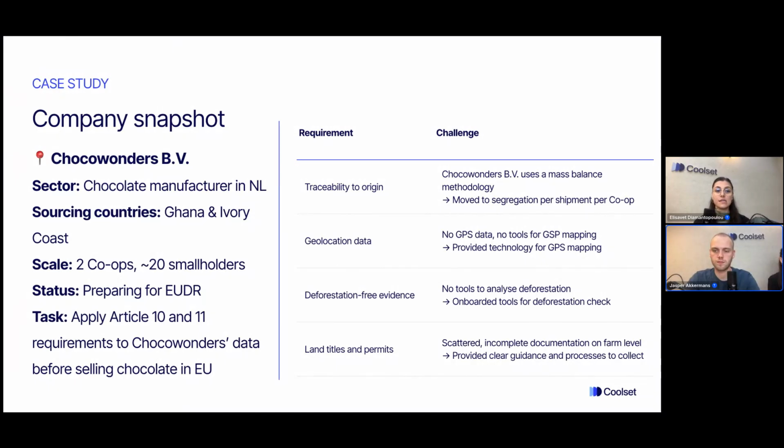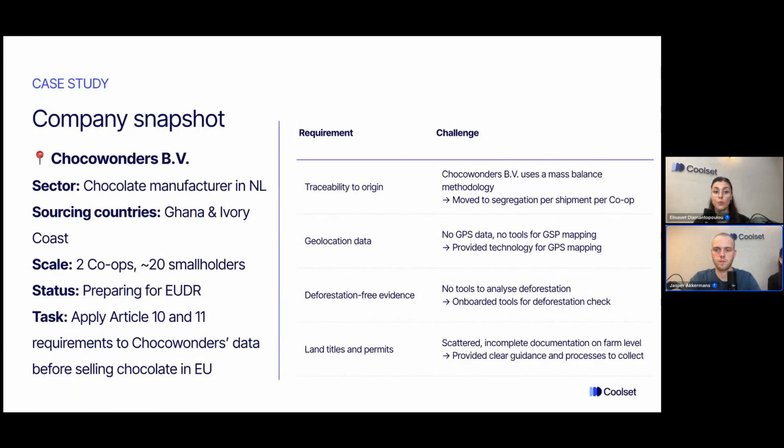So last time we introduced Choco Wonders, which is a chocolate manufacturer in the Netherlands, and I will give a brief snapshot for the ones that were not in our previous webinar. So we have this company that sources from two different countries, Ghana and Ivory Coast, and we discussed last time that they are sourcing from two cooperatives, and each cooperative has 10 small farmers as part of their sourcing stream.